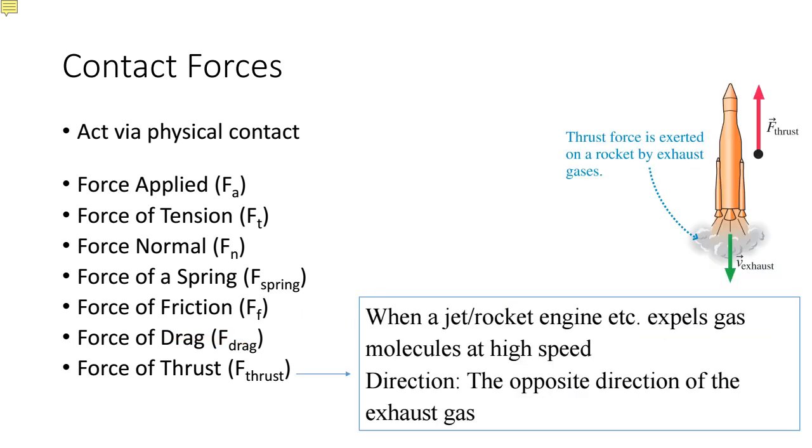The last example of a contact force would be the force of thrust. This happens when a jet or a rocket engine is expelling gas molecules at a high speed, and the thrust is always going to be in the opposite direction of your exhaust gas. So if you're producing a lot of gas down this way, your thrust force is going to be in the opposite direction. This is a prime example of Newton's third law: for every action, there's an equal and opposite reaction.